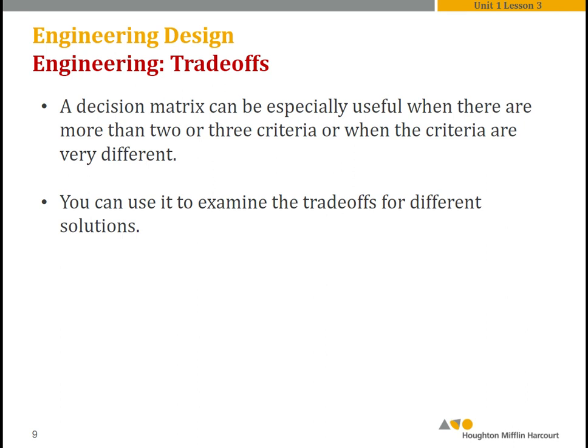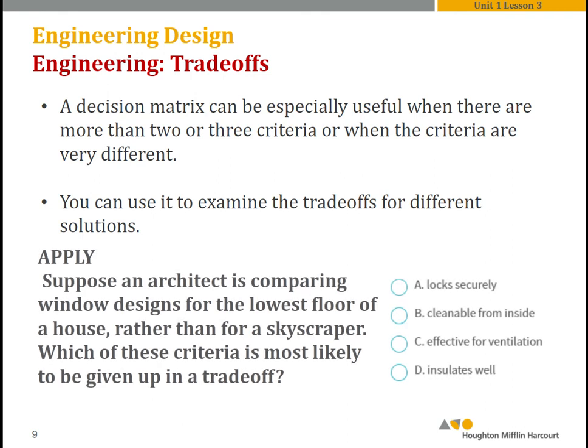A decision matrix can be useful when there are more than 2 or 3 criteria, or when the criteria are very different from each other. You can use it to examine the trade-offs for different solutions. The total score on the bottom is a helpful guideline, but if you have two designs that have pretty close scores, you shouldn't just go by the total score. The decision matrix gives you a way to narrow down your choices. So let's look at this. Suppose an architect is comparing window designs for the lowest floor of a house.